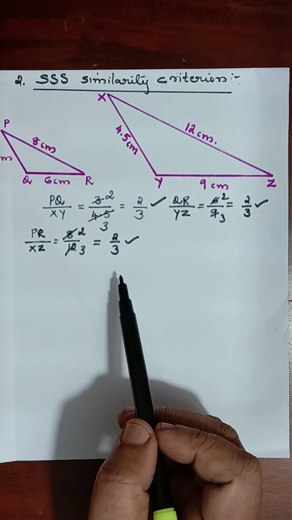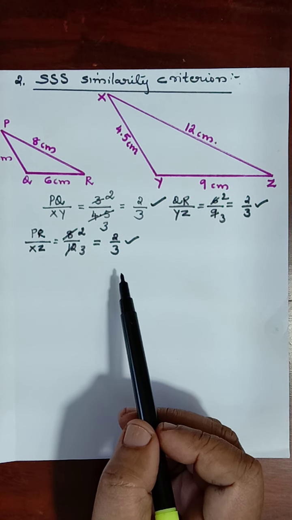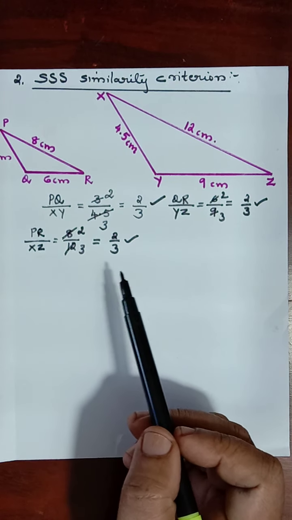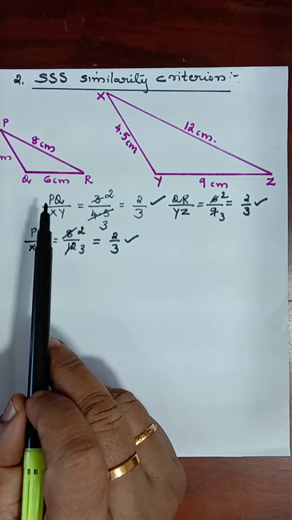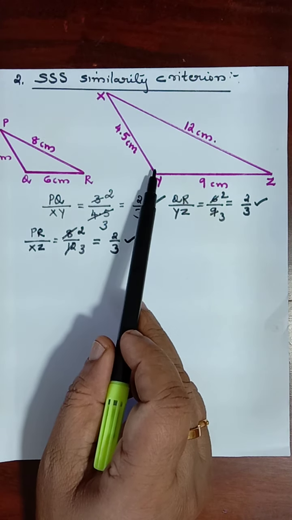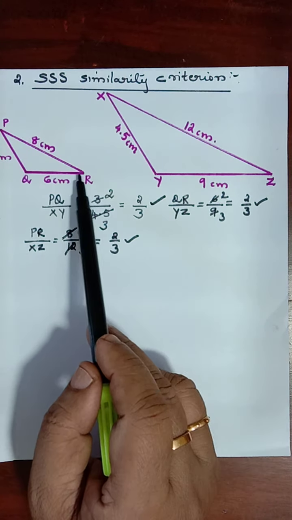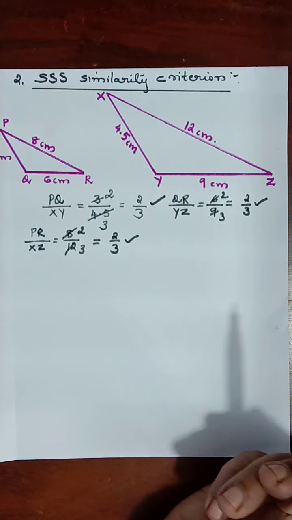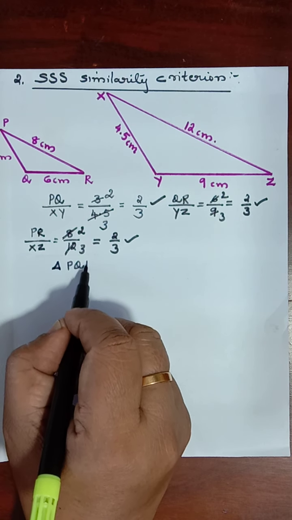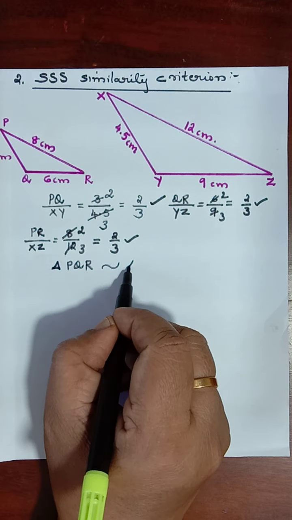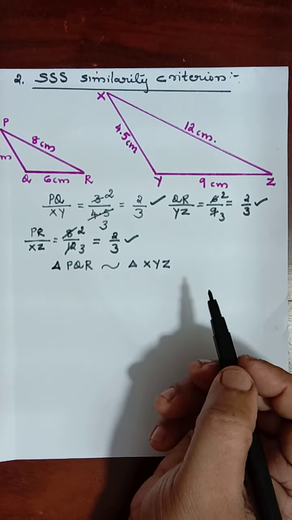In all these three cases, corresponding sides are proportional. Therefore, corresponding angles also will be equal. If you measure as an activity, you will be able to understand. Angle Q will be equal to angle Y, angle P will be equal to angle X, and angle R will be equal to angle Z. So here we can say that triangle PQR is similar to triangle XYZ. Arrangement is very important.